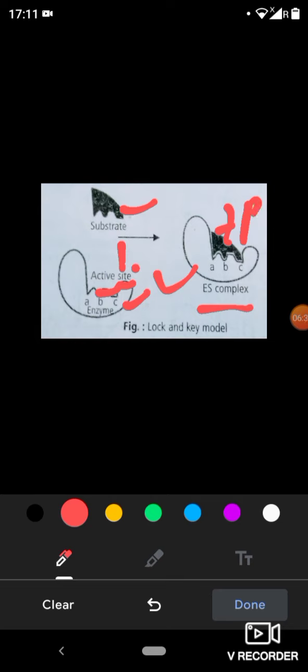Okay, so this model doesn't give any scope for the flexible nature of the enzyme, hence it fails to explain many facts of the enzymatic reactions, and the most important being allosteric modulators.